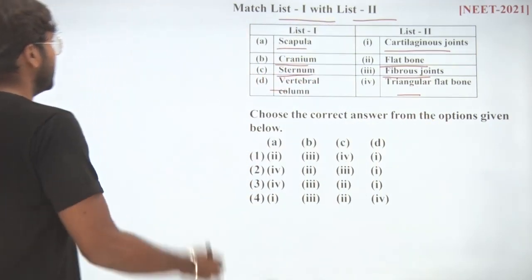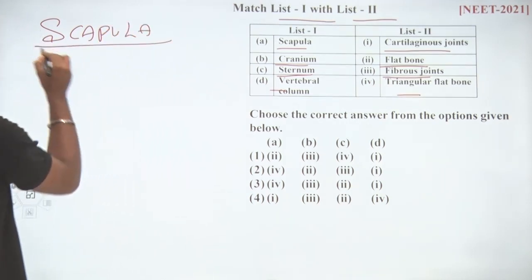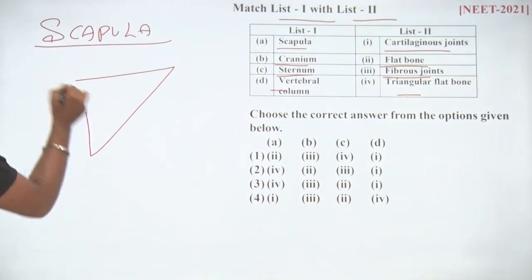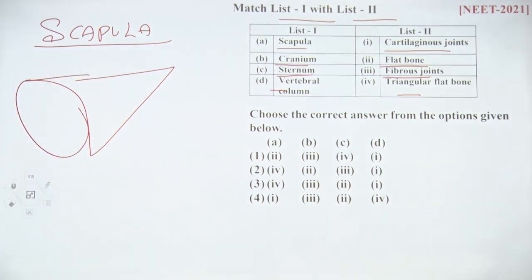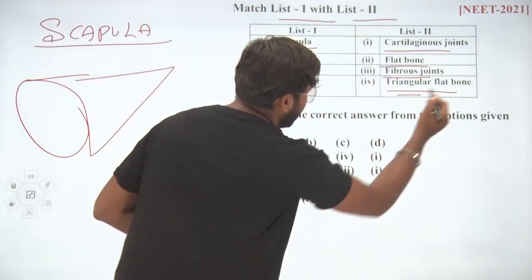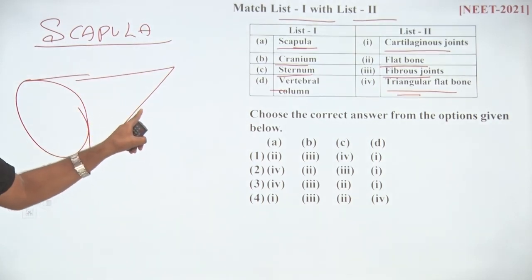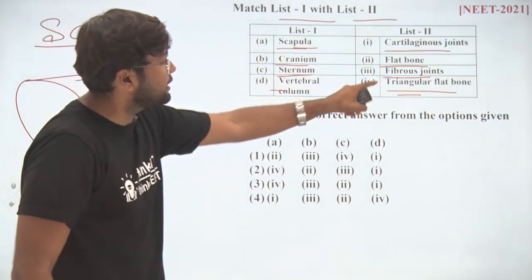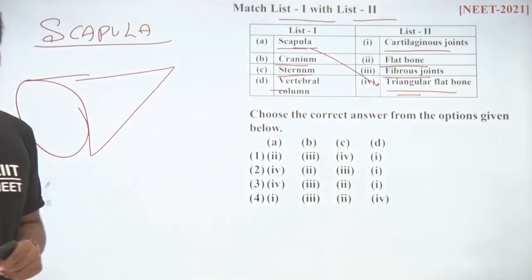So let's have a look at this. When you are talking about the scapula, as always you have to remember a diagram like this. There is a cavity that is named the glenoid cavity and a triangular structure is there. The option we have is a triangular flat bone, correct? The scapula looks triangular in shape. That's why it is a triangular flat bone. So A goes to the fourth option.